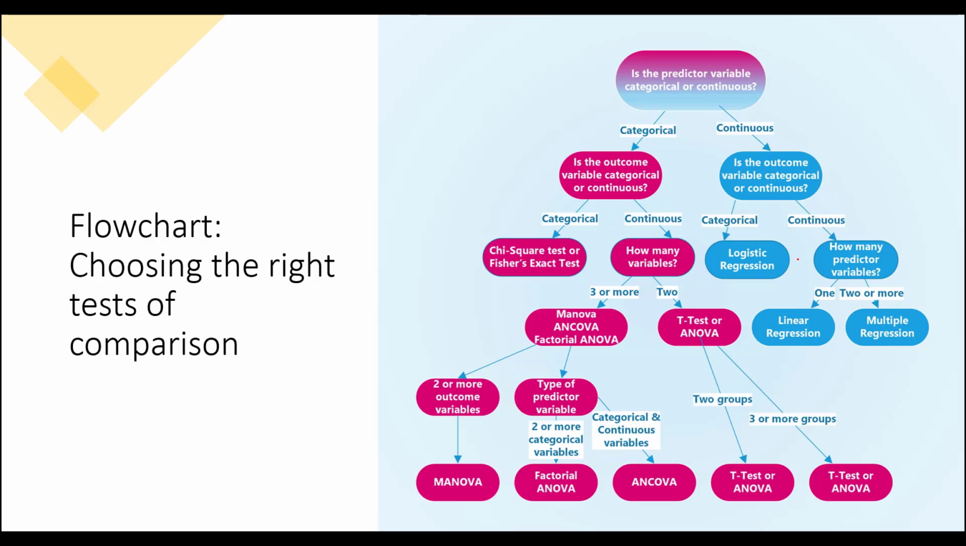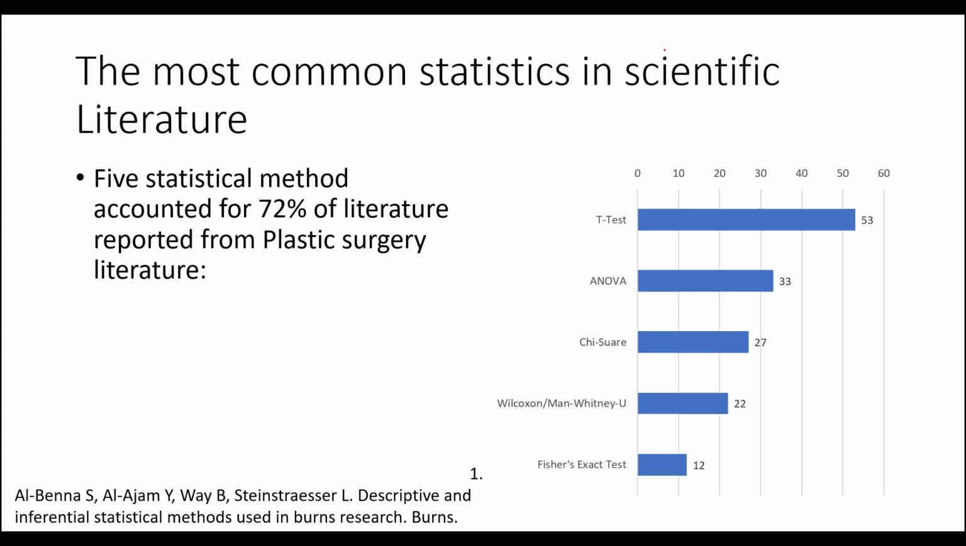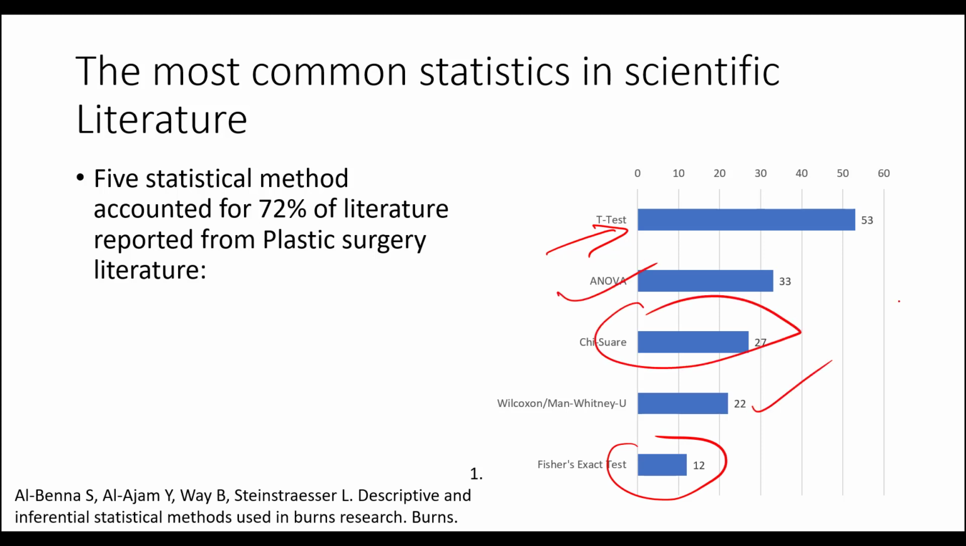This flowchart, while not comprehensive, provides you with a step-by-step guide to choosing the right statistics. It is provided with the following caveats in mind. First of all, only a few statistical methods account for most of the statistics from reported literature. The most commonly reported in medical literature are the student t-tests, contingency tables, which include chi-square and Fisher's exact test, ANOVA group, Wilcoxon and Mann-Whitney-U tests. If you add correlations and regression to the blend, then you should have covered most of the statistical methods you need as a researcher.